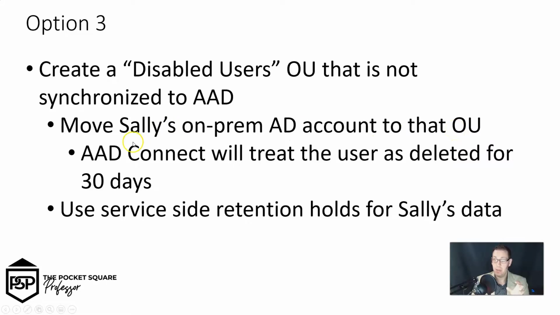So the next time the AD Connect server runs, it's going to say, all right, my user is deleted because I am not in a synced OU. This OU is essentially shielded from it. It treats it as a deleted user in Azure Active Directory. So AD Connect will treat the user as deleted, and again, still follow that 30 days process, 14 days for email, and then 93 days for OneDrive.